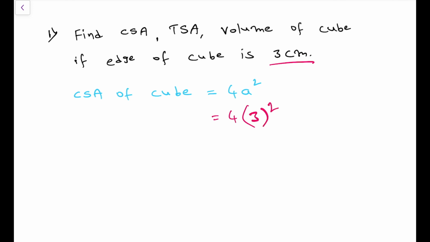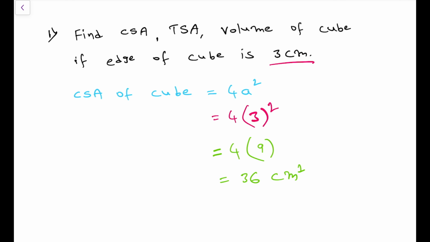Square as it is, equals 4 into 3 square. 3 3s are 9. 4 9s are 36. We are finding curved surface area and the unit given in the question is centimeter. So here we need to write centimeter square. So curved surface area of the cube is 36 centimeter square.